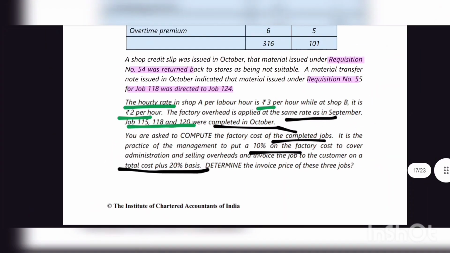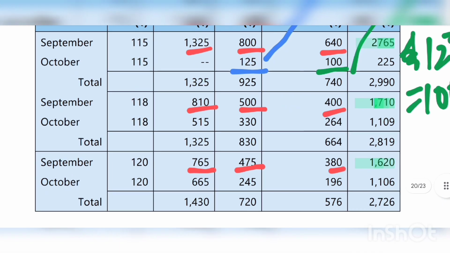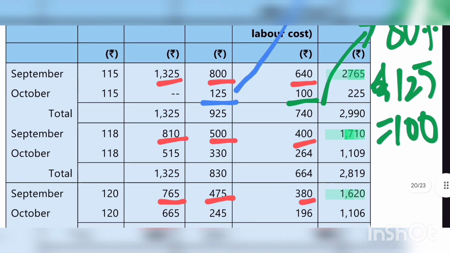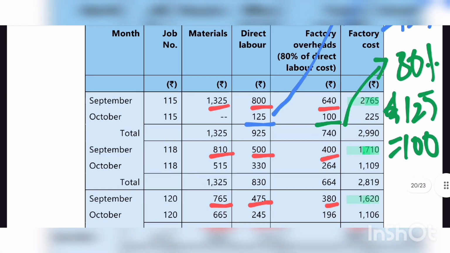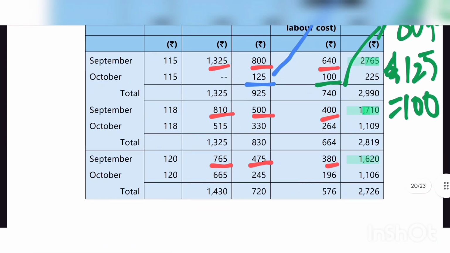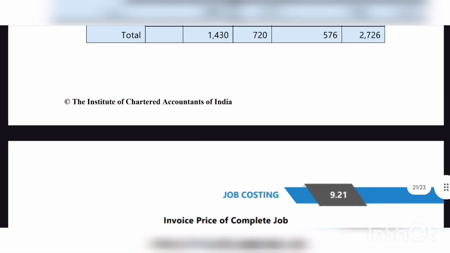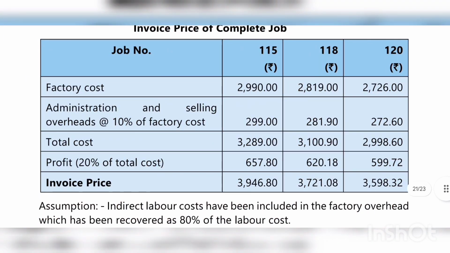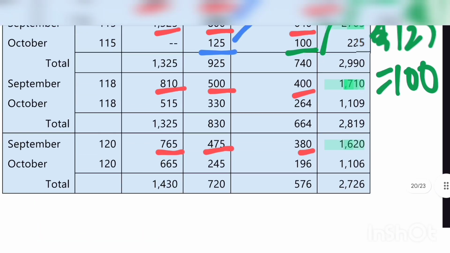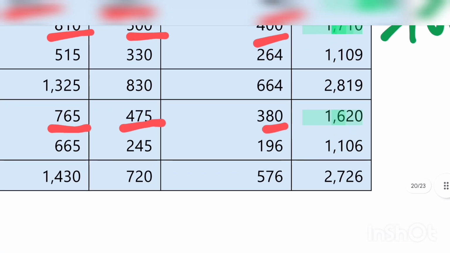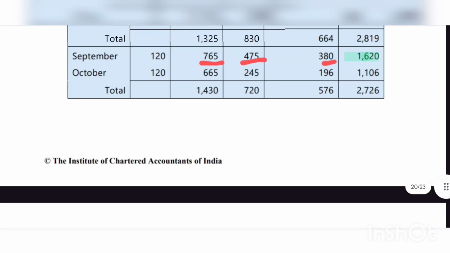So you have to apply it at the same rate which was incurred in September, which comes to 80% of direct labor cost. 80% of 125 comes to 100, and in the same way we have to do it for all three jobs. When we get the factory cost, which was 2726, after that we have to write the factory cost for separate jobs 115, 118 and 120, which we found out here: 2990, 2819 and 2726.